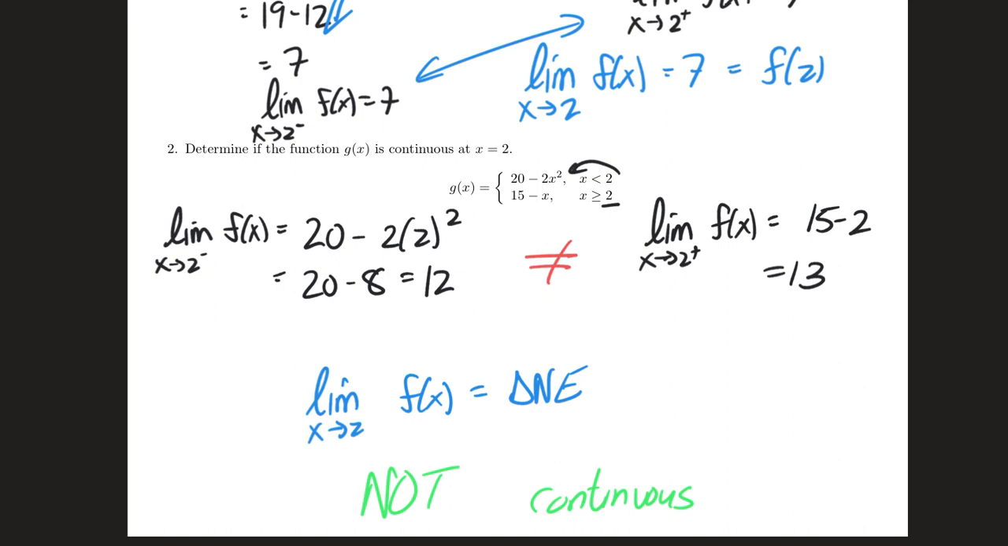And the only thing I did wrong is all of these should be g's instead of f's, because it's the function g. All right, this is kind of the way I'd expect you to write on the test. You have your left-hand limit, you find the value. You have your right-hand limit, you find the value. If they're different, the full limit doesn't exist, so it's not continuous.